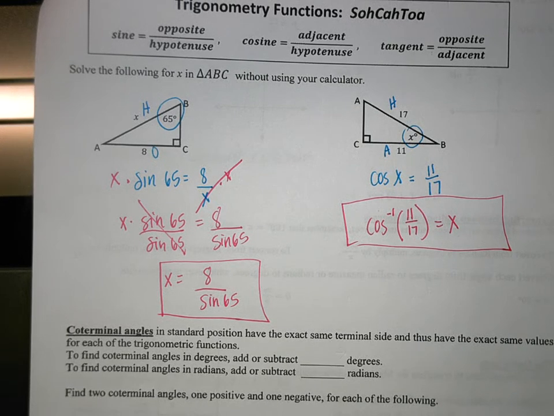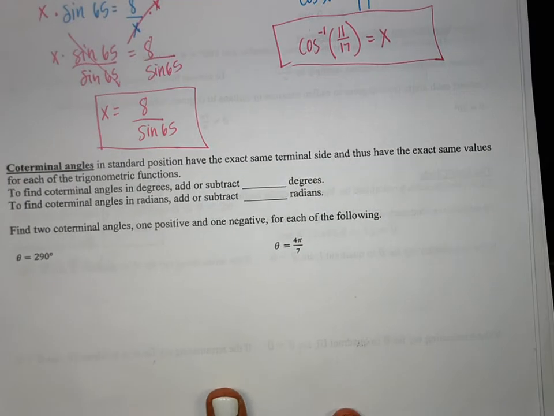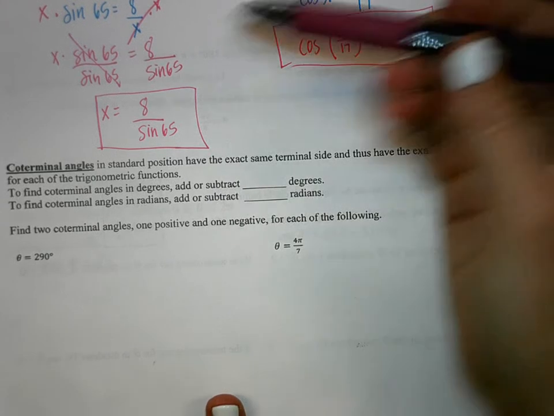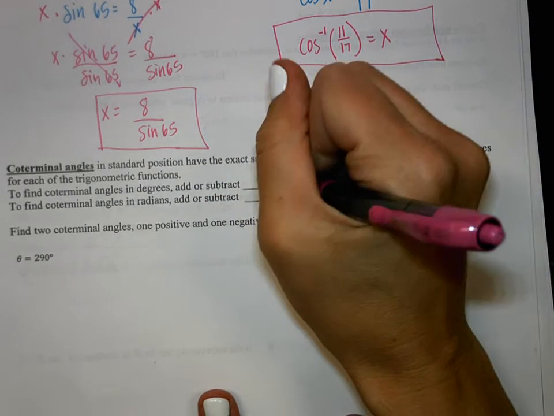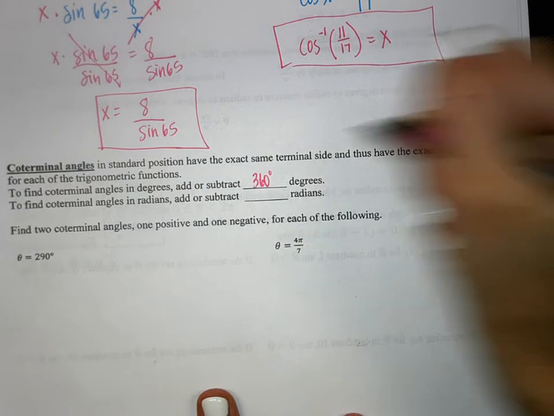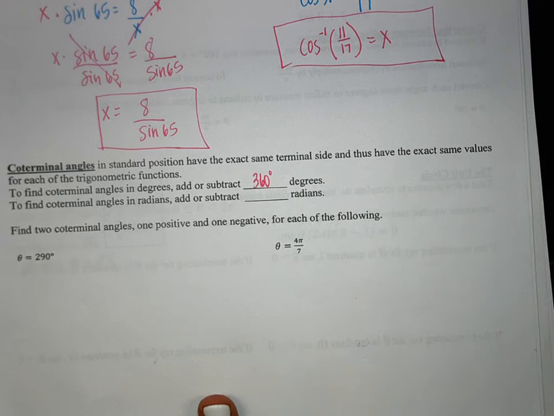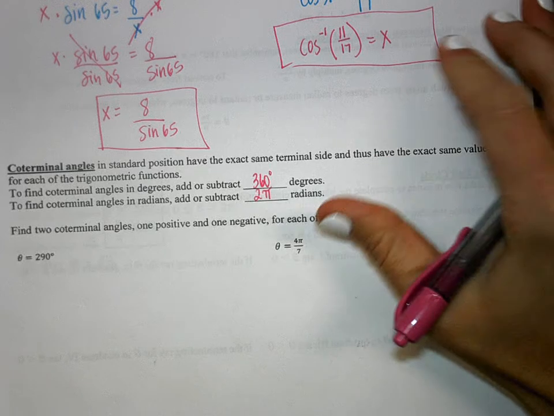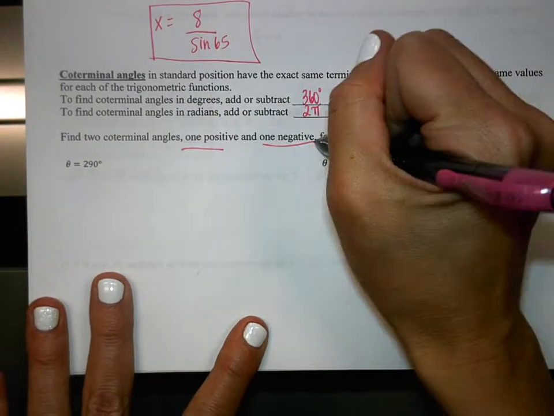Any questions? All right, coterminal angles. Remember that coterminal angles, if we're looking at the circle, they end at the same exact point. It just goes around the circle one more time. Okay? So to find a coterminal angle in degrees, you would add or subtract what? 360. Very good. 360 degrees, because that makes one whole rotation, which would get you back at the same point. If you're dealing with radians, you would add 2 pi.